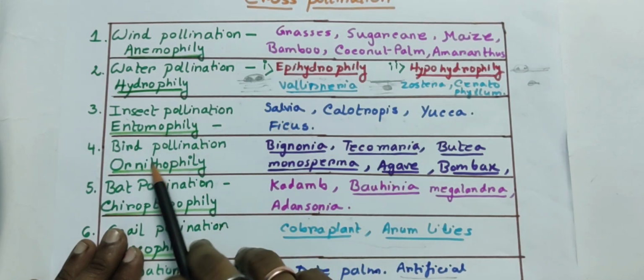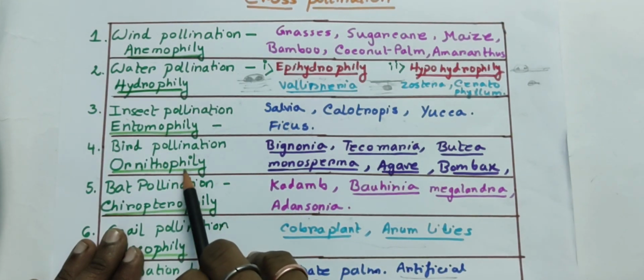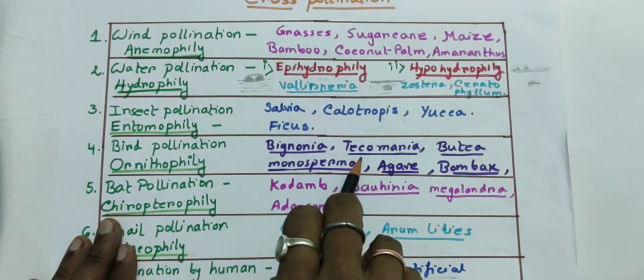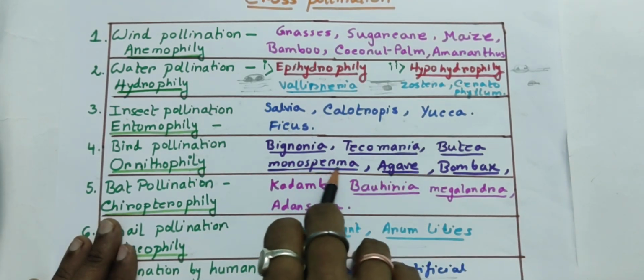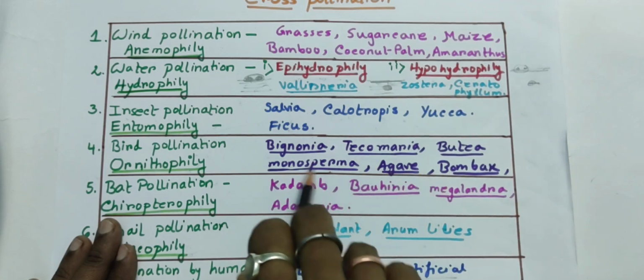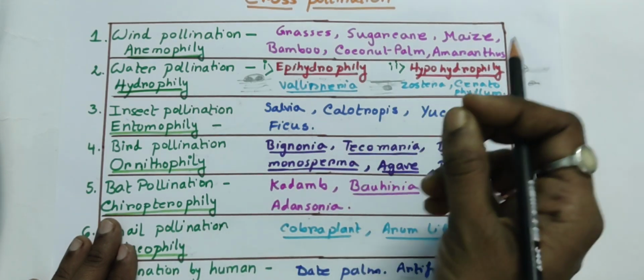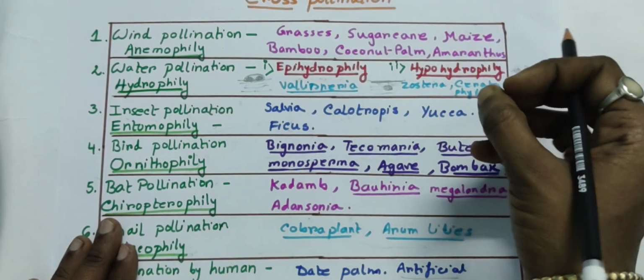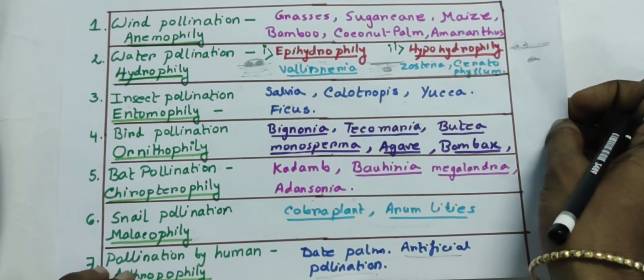Bird pollination is called ornithophily and the flower is called an ornithophilous flower. Examples are Bignonia, Tecomaria, Butea monosperma, Agave, Bombax. Hummingbird is an important bird. They suck nectar.